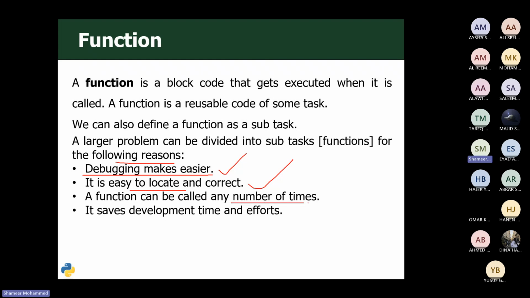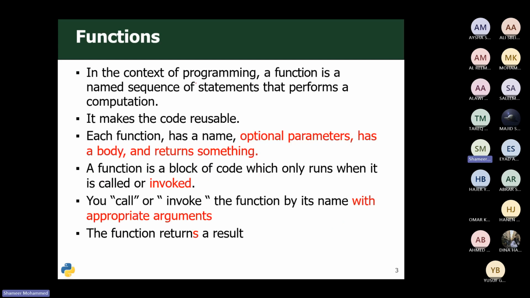A function you can call any number of times. I can tell Rashid to laugh, again laugh, again laugh. I can say it any number of times to activate that function. And if you write a function, it will save development time, meaning the time of writing the program. You don't need to write more lines. These are the advantages, the benefits, of writing functions. A function means a block of code. In programming, a function is a sequence of statements that do some task or calculation. It will make your process very easy, and you can also reuse the same program somewhere else.